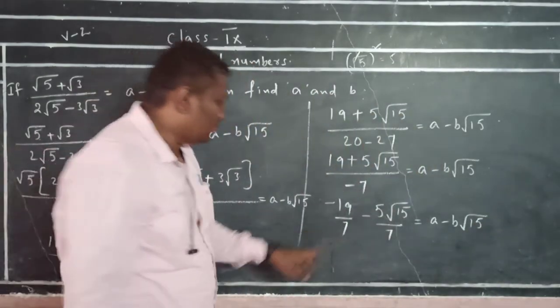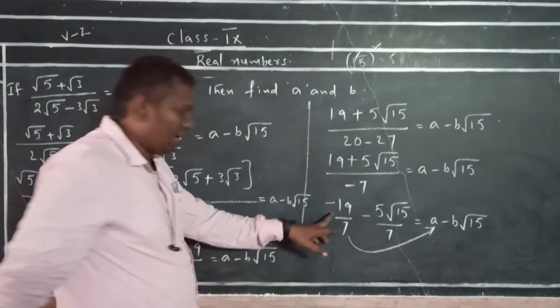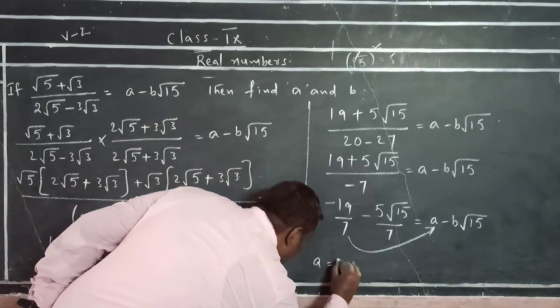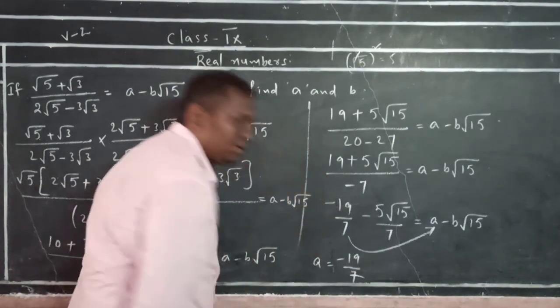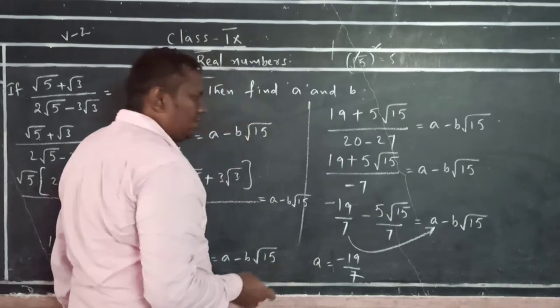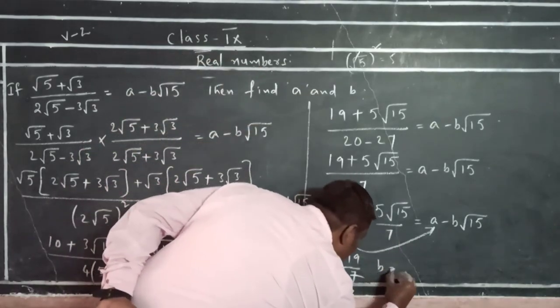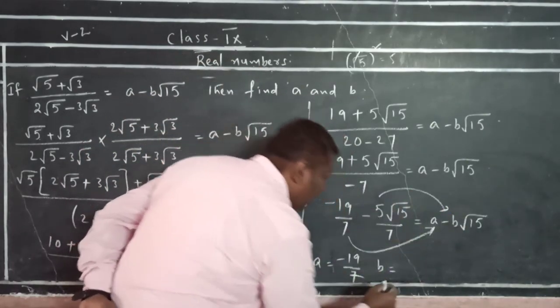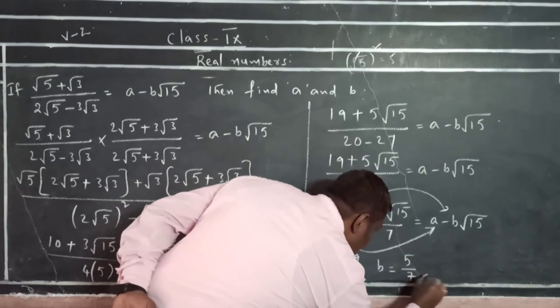What is the a value? Here the a value is minus 19 by 7. Here already minus is there, that's why the b value is only 5 by 7. You understand?